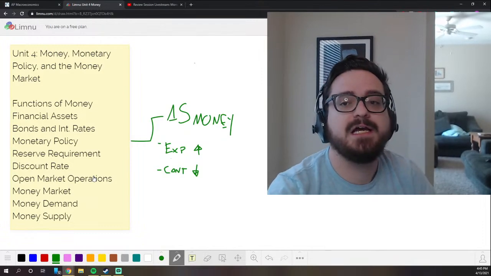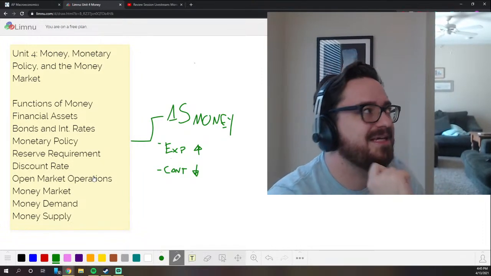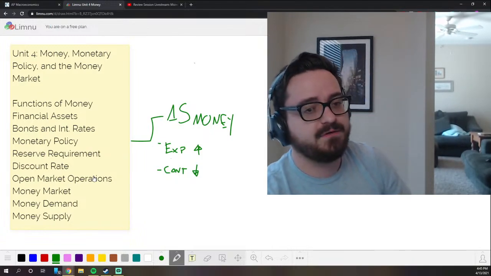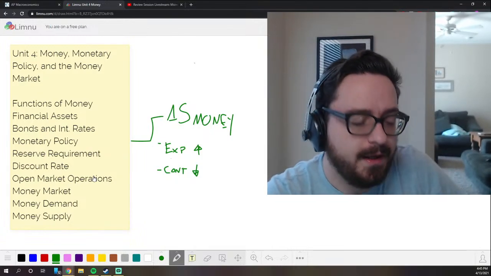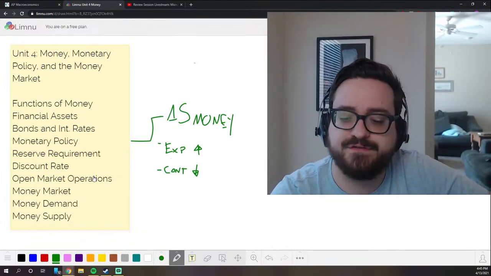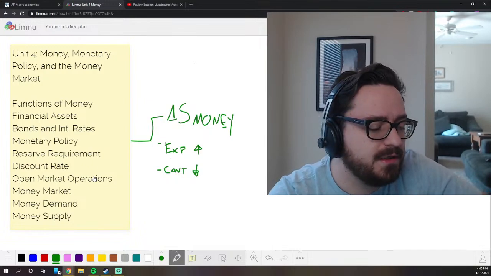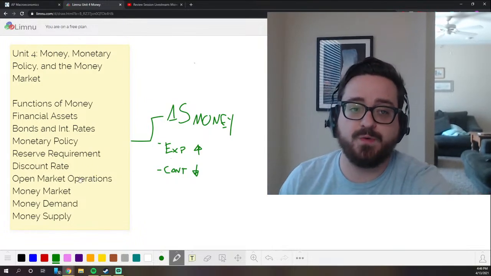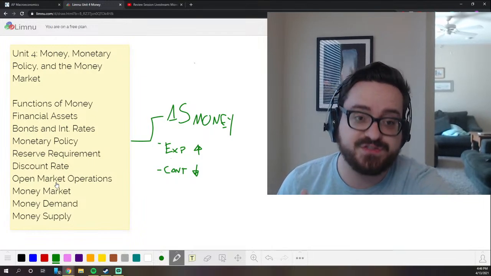Which means because they're selling the bond and I'm giving up money, there is less money available in the economy now. More bonds, which is cool, but that's not money. So there's less money available in the economy now when the Fed sells bonds. Now, what these open market operations do is they also influence what is called the federal funds rate.